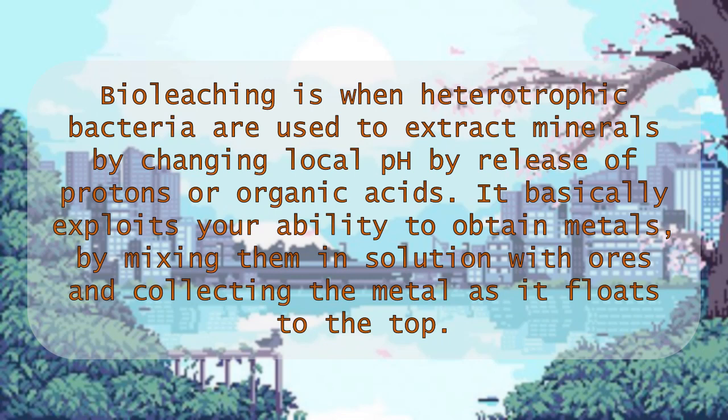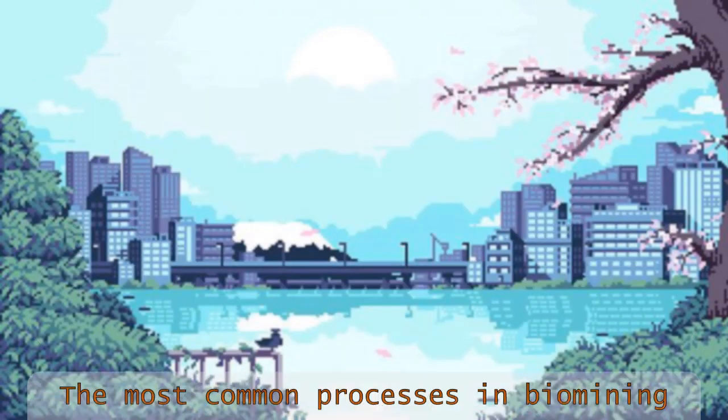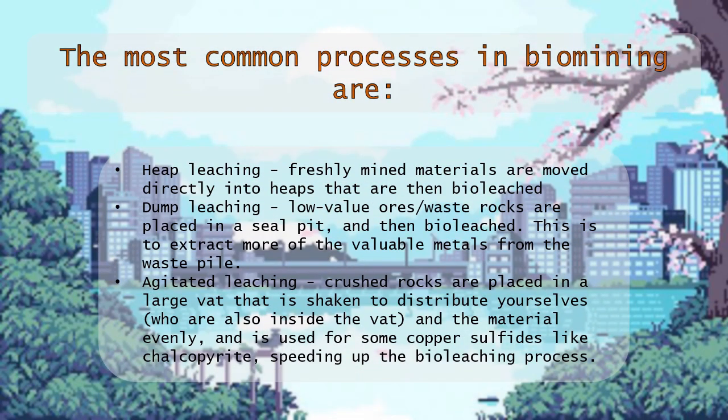It basically exploits your ability to obtain metals by mixing them in solution with ores and collecting the metal as it floats to the top. The most common processes in biomining are heap leaching, where freshly mined materials are moved directly into heaps that are then bioleached; dump leaching, where low-value ores or waste rocks are placed in a sealed pit and then bioleached. This is to extract more of the valuable metals from the waste pile.